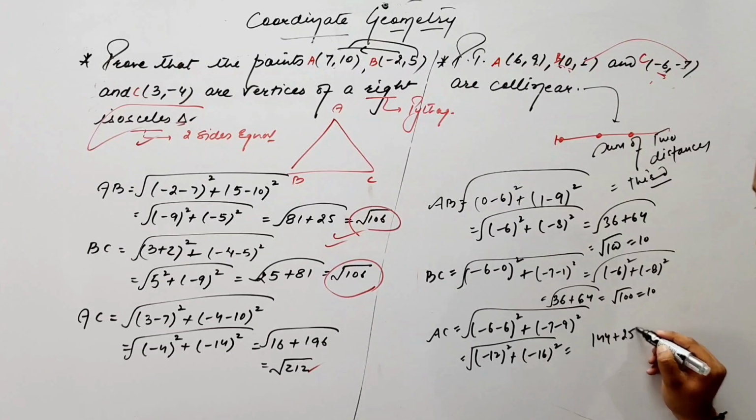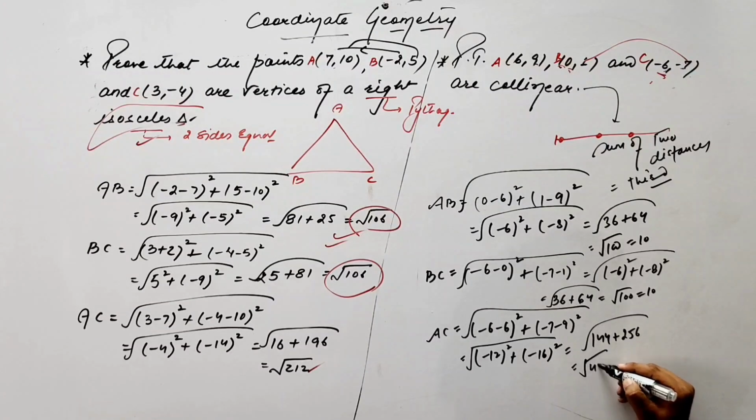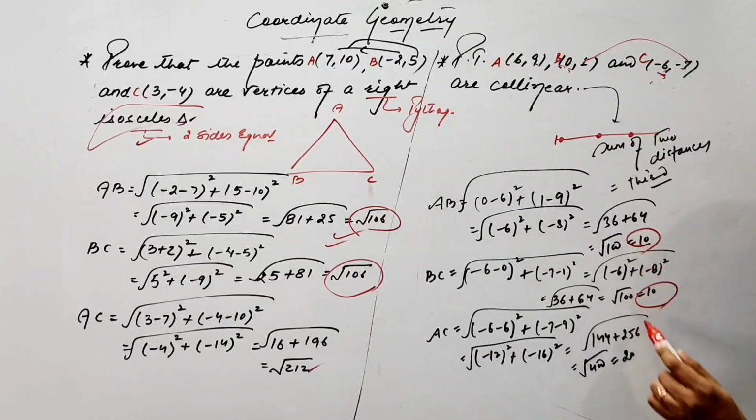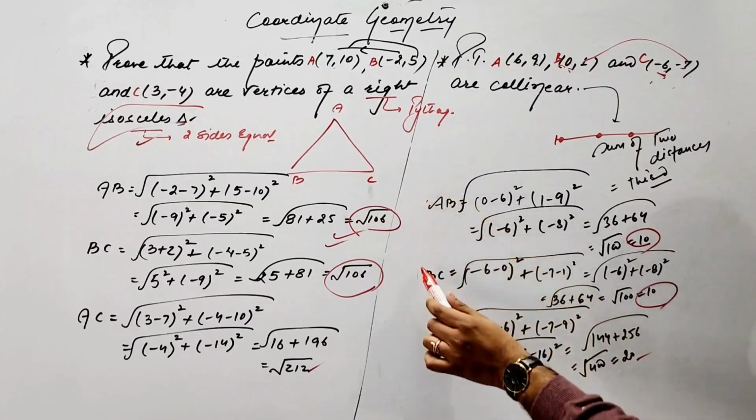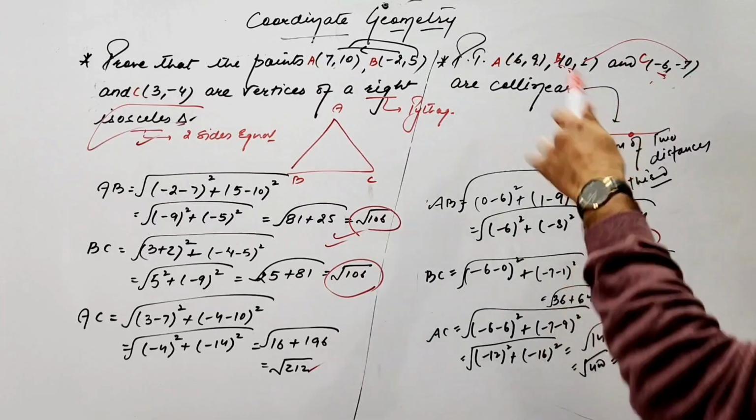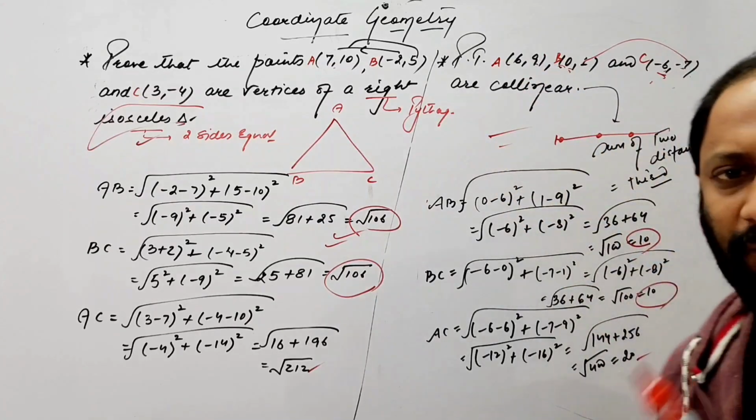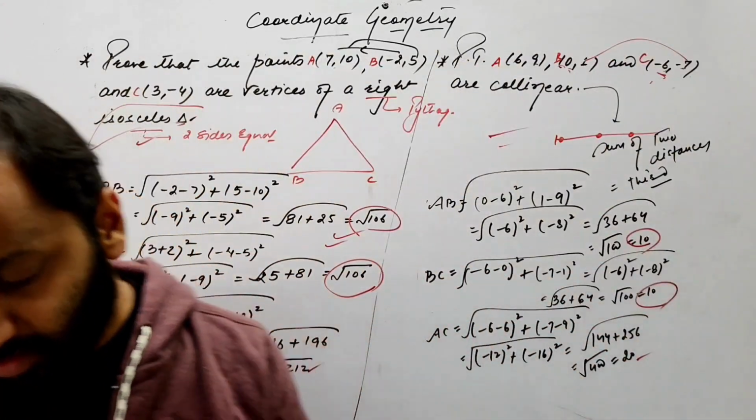144 plus 256 is 400, which is 20. Now we can check: this plus this is equal to this. AB plus BC is equal to AC. It means these are collinear. The sum of two distances is the same as the third.